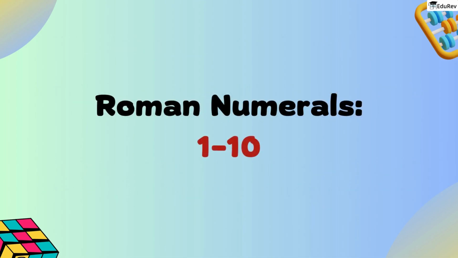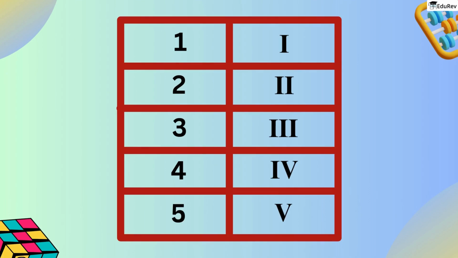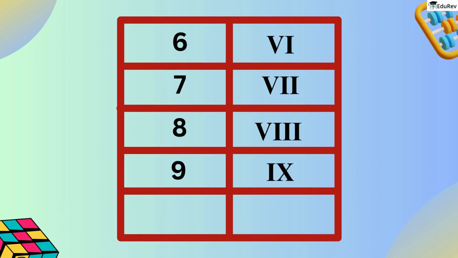Now, let's write the first 10 Roman numerals together. 1 is written as I, 2 as II, 3 as III, 4 as IV, 5 as V, 6 as VI, 7 as VII, 8 as VIII, 9 as IX, and 10 as X.